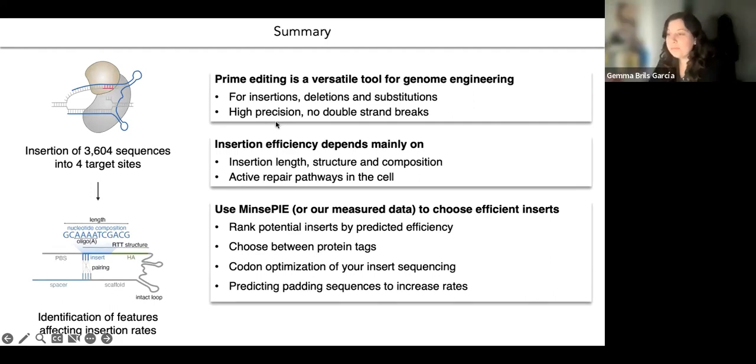Perfect. There is a very interesting question, at least I'm curious to know. Are there any technical aspects of your library and analysis that you would have designed differently now in retrospect?